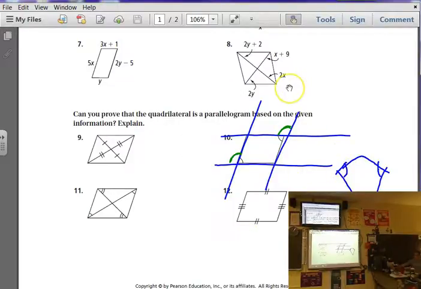All right, so that one should be a no, but it could be. But we can't prove it. It could be a parallelogram, but does it have to be? The answer is no.